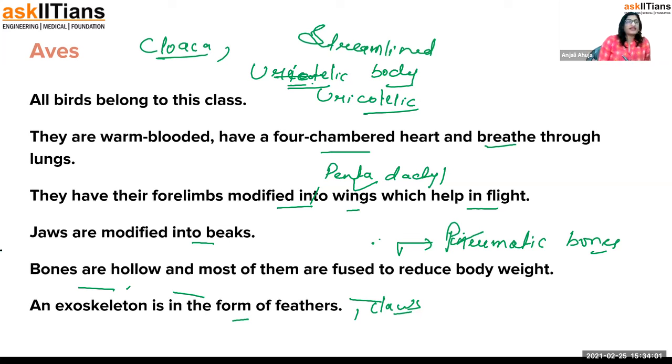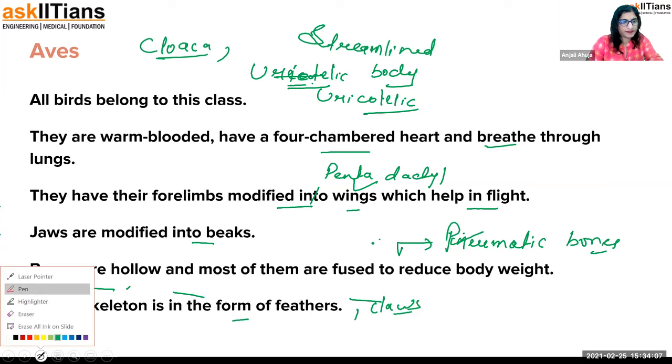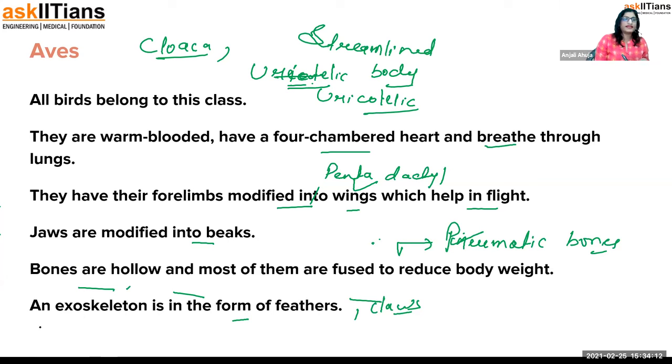Okay. So birds, they have a very keen sense of sight. Hold on, let me change the color. They have a very keen sense of sight. Heart is four-chambered. Let me see. Yeah, they are also oviparous.